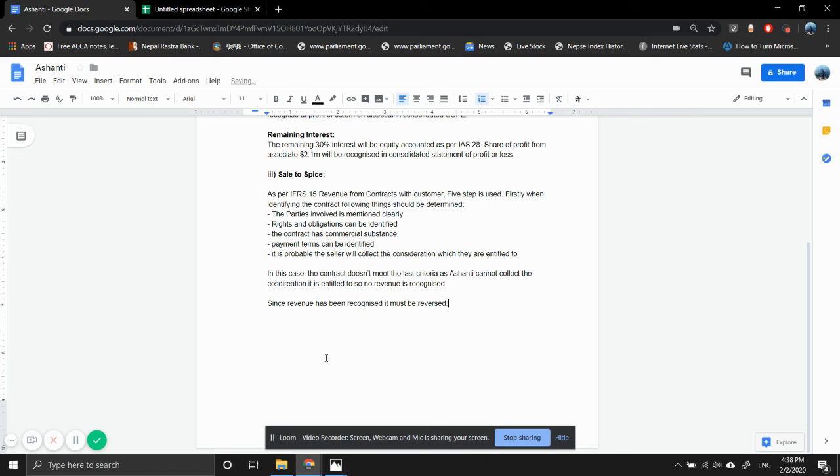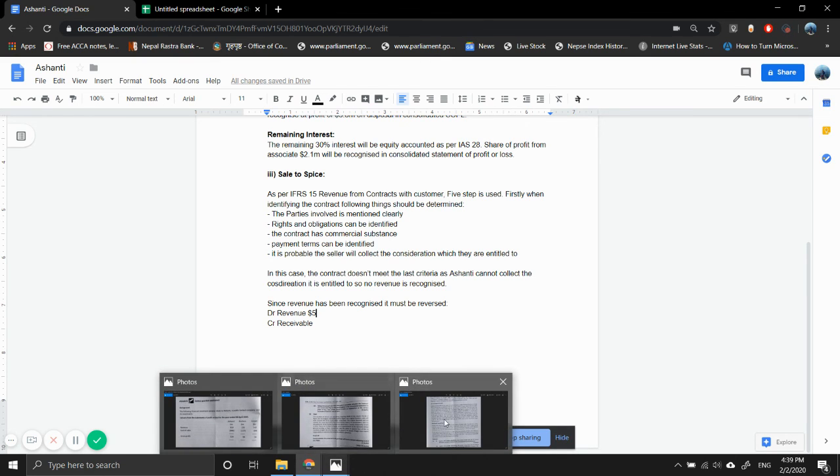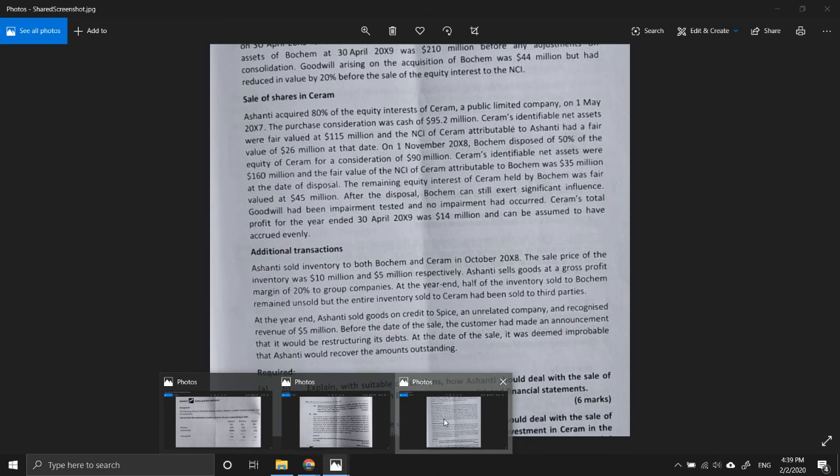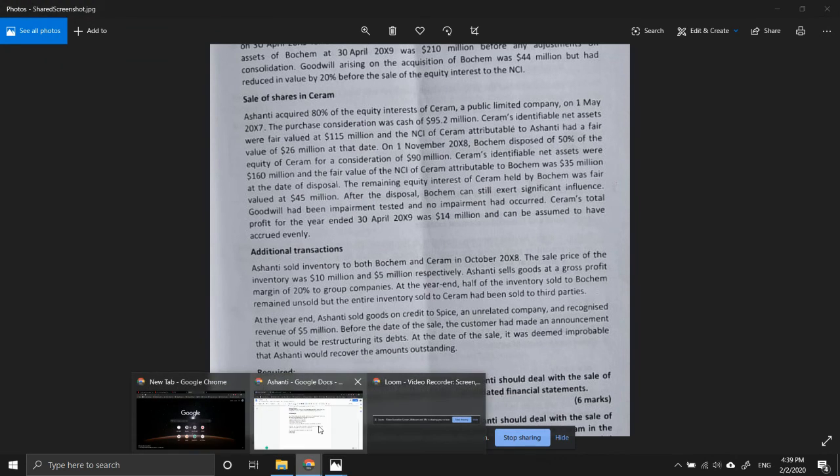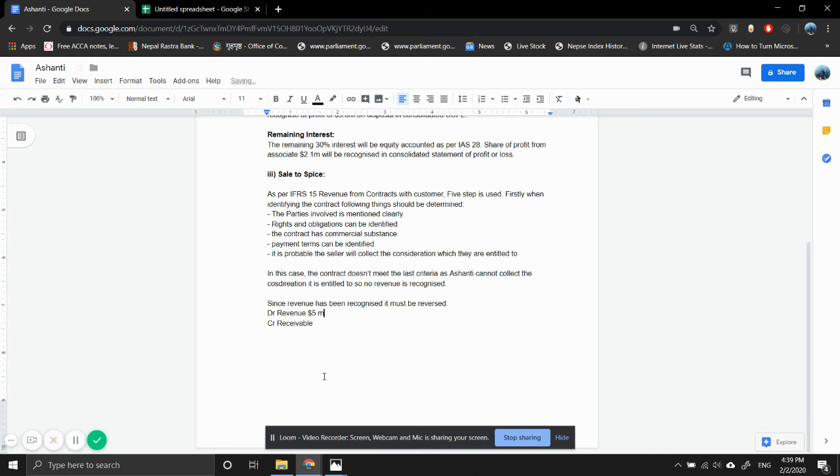reversed. So how is it reversed? Debit revenue, credit receivables. How much was the sale? I guess 5 million. 5 million, yep. For 5 million, right? Okay, so that's done too.